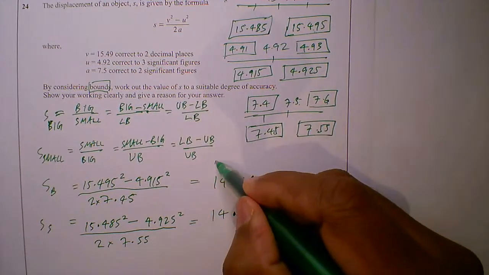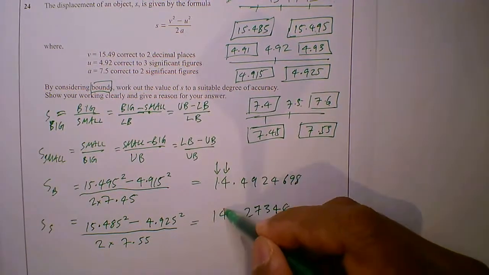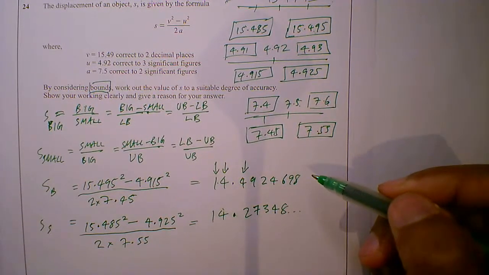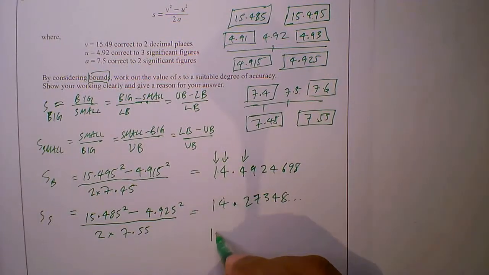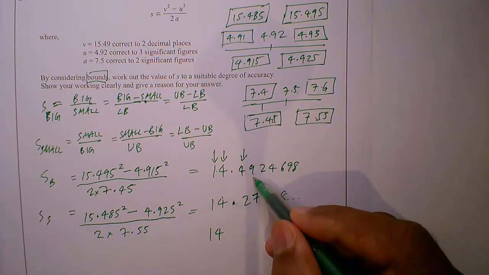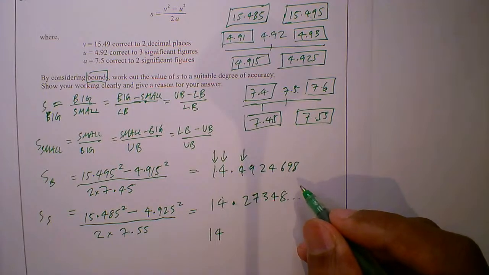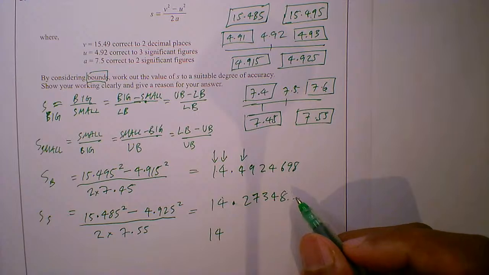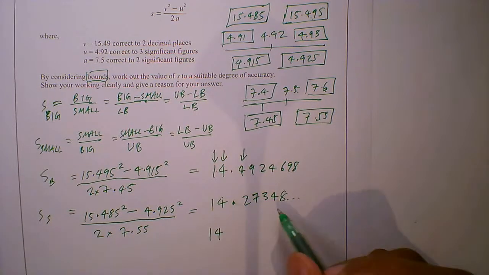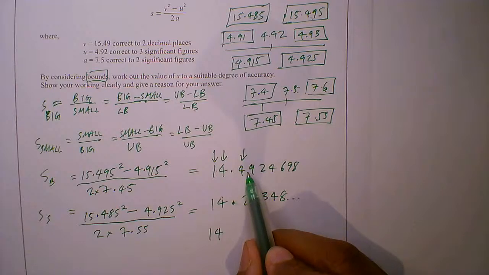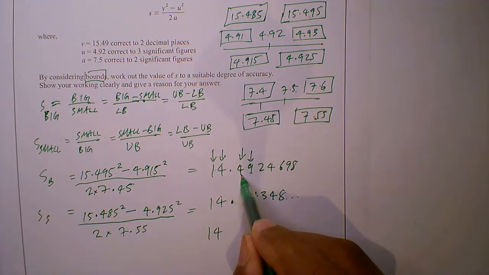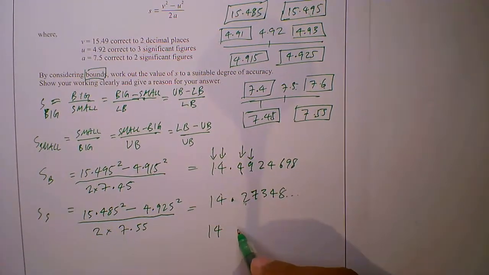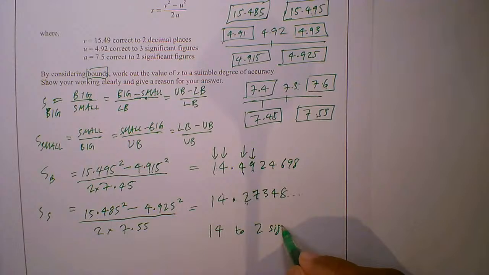Now, if we go back to the question, it says, by considering bounds, work out the value to a suitable degree of accuracy. So the first digits are the same. The second digits are the same. The third digit is different. So you could round here. So you could round to 14, because they both round to 14. So this is two significant figures. If you rounded further, the 9 would round this up to 5, and the 7 would round this up to 3. So you can't really do that. So 14 to two significant figures.